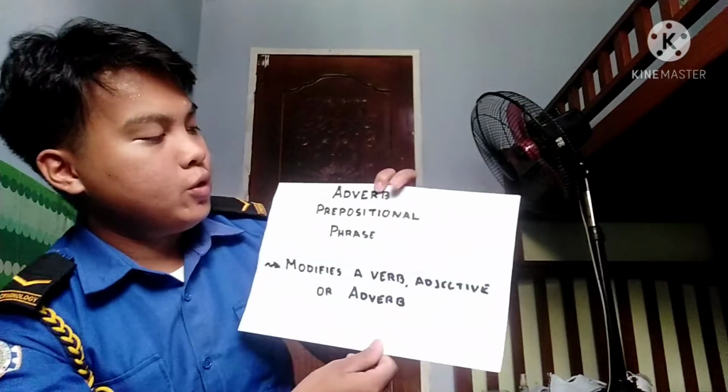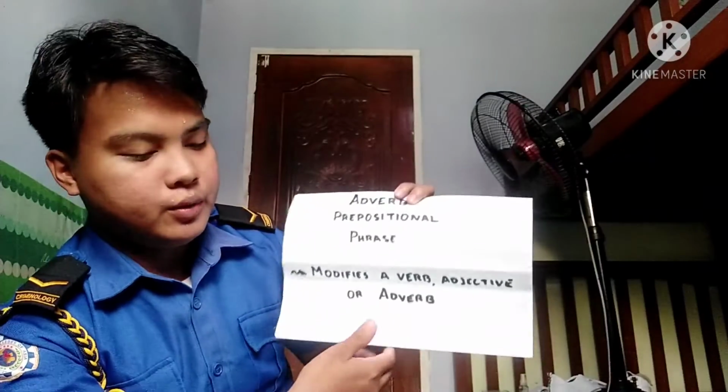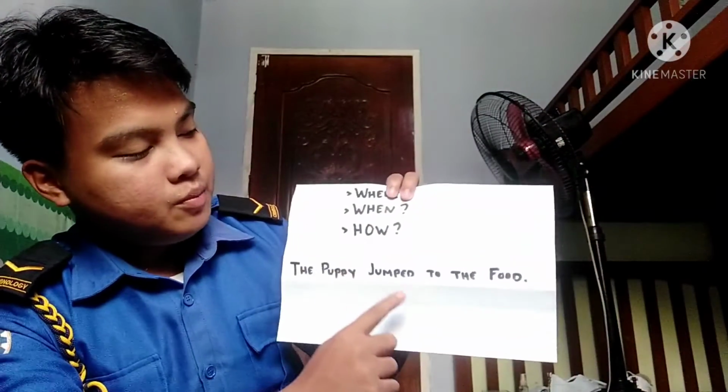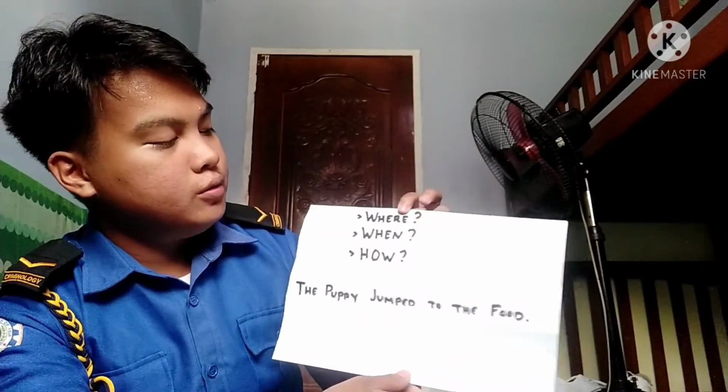An adverb prepositional phrase modifies a verb, adjective, or adverb. For example: the puppy jumped to the food. We use the words where, when, how.